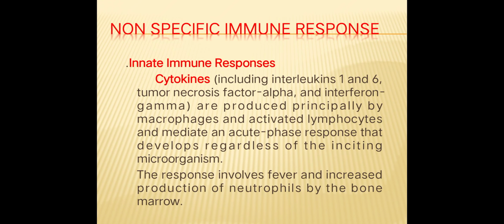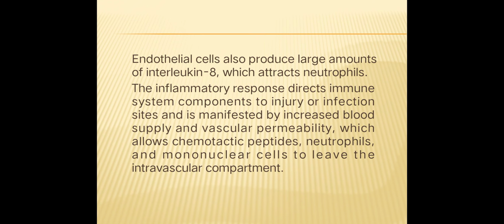Now we will see about the non-specific immune response, that is the innate immune response. First one is the cytokines. It includes interleukin 1 and 6, tumor necrosis factor alpha, and interferon gamma, produced principally by macrophages and activated lymphocytes, and mediate an acute phase response that develops regardless of the inciting microorganism. The response involves fever and increased production of neutrophils by the bone marrow. Endothelial cells also produce large amounts of interleukin 8, which attracts neutrophils.